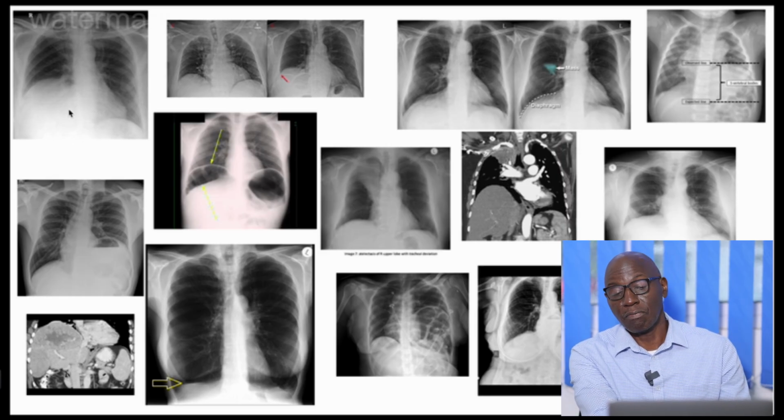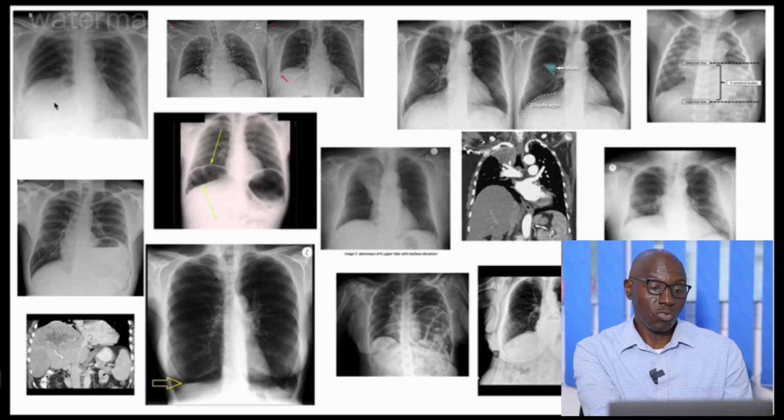Here, we would like to classify them into three. They are those which are above the hemidiaphragm, like the phrenic nerve palsy, like the consolidations. All of these could cause unilateral raise in the hemidiaphragm, to conditions within the hemidiaphragm itself and below the hemidiaphragm. So when you look at a raised hemidiaphragm, those are the possible causes that could go through your mind.